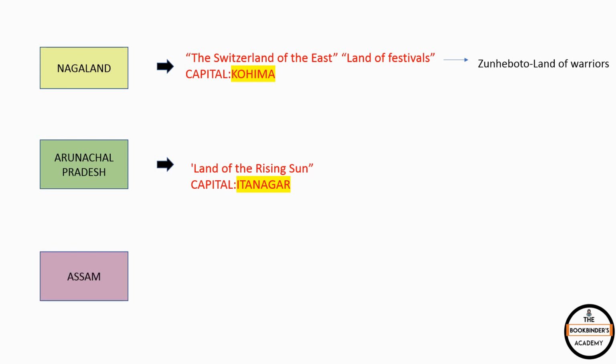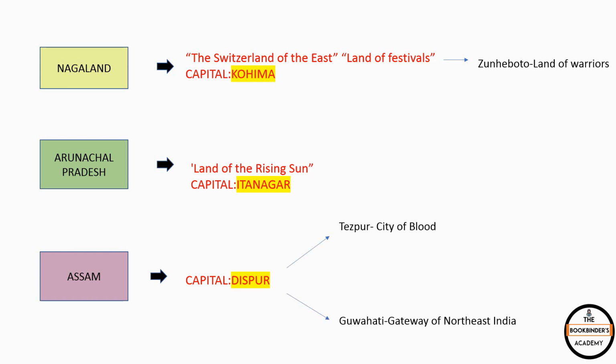The next state is the state of Assam. Assam's capital is Dispur. Now, there are two cities in Assam that we're going to be discussing, that is Tezpur and Guwahati. Now, Tezpur is referred to as a city of blood. This is because Tezpur literally translates into blood city. That is, Teja in Sanskrit means blood and Pur is city. Hence, Tezpur is referred to as the city of blood or blood city.